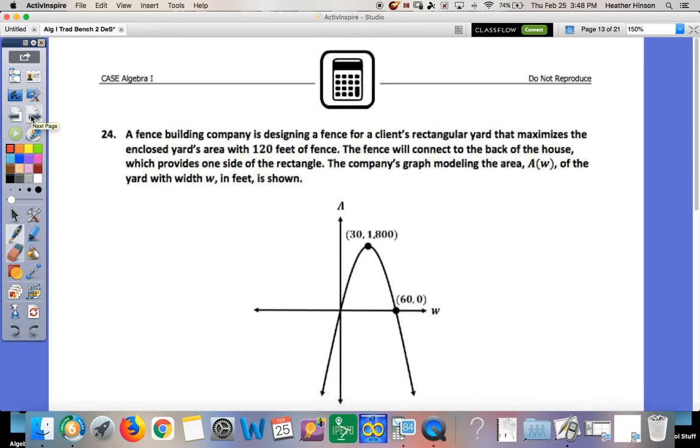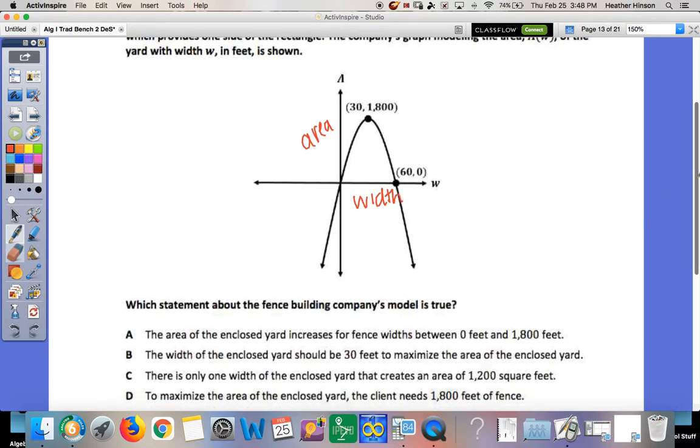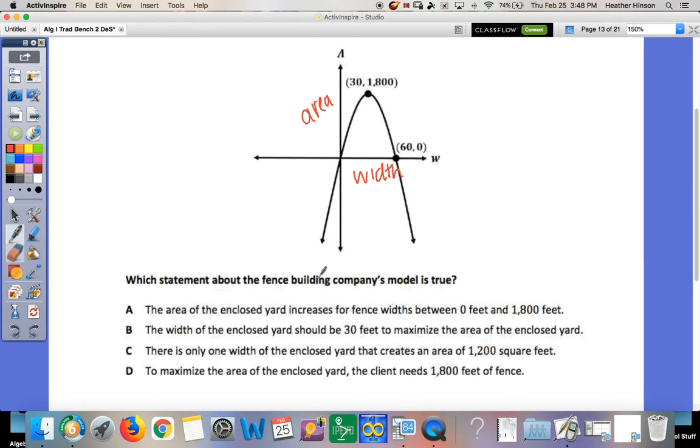Okay, 24. A fence building company is designing a fence for a client's rectangular yard that maximizes the enclosed yard's area with 120 feet of fence. The fence will connect to the back of the house, which provides one side of the rectangle. The company's graph modeling the area, A of W, of the yard with a width, that's a W, in feet is shown here. So we have our area and our width. So, which statement about the fence building company's model is true?